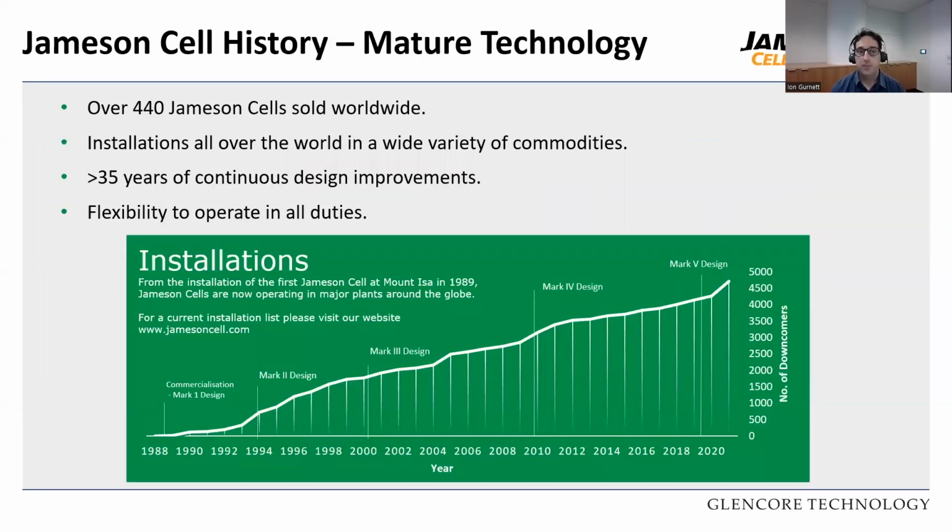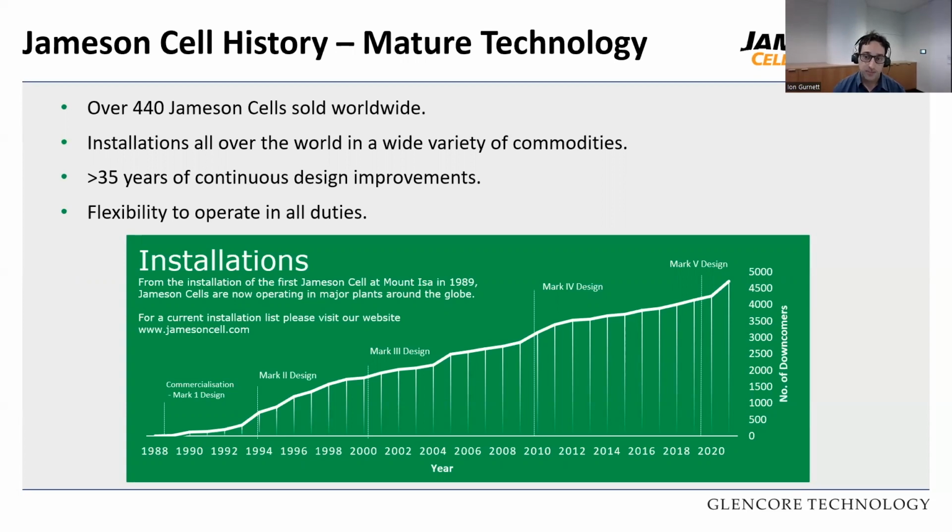Now, the Jameson Cell. The Jameson Cell is actually technically deemed a mature technology. We have over 440 of these cells sold worldwide, and these installations are over a wide variety of commodities. We have them in base metals, coal, gold, and we even have them in some bespoke applications such as winemaking and wastewater treatment, which just really highlights the flexibility of the downcomer design.